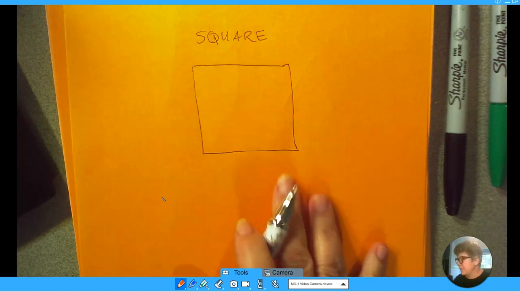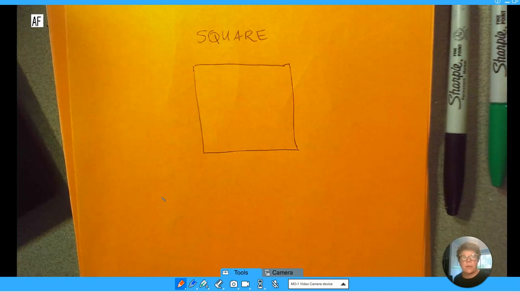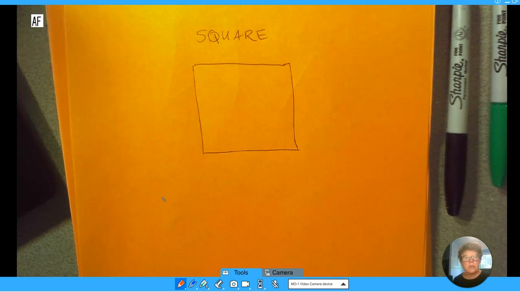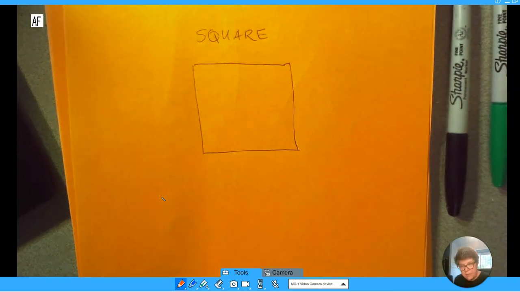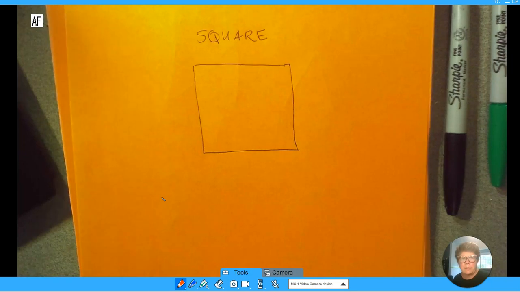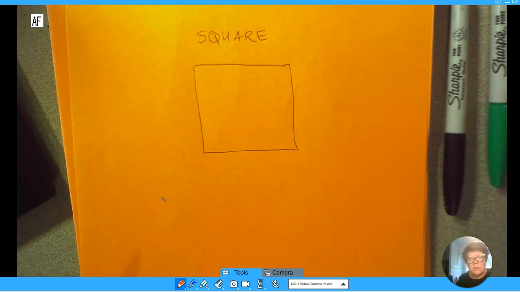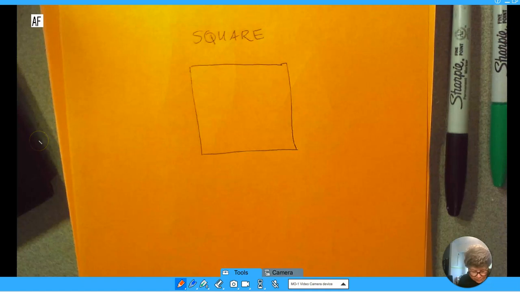And as you can see here on our paper, we have a square. It's not a perfectly drawn square. I just did the best I could. It is a square. Why don't we think about some properties of squares or other names for squares?